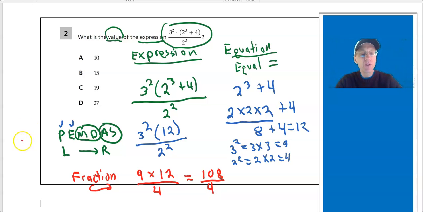So I'll come over here where I have some room. 108 divided by 4. I could go ahead and do that because remember, this is what this literally means. It means I have 4 pieces to make a whole. If that was a pizza, 4 pieces to make a whole. I have 108 slices. How many groups of 4? How many whole pizzas can I make? So you can just go through and work this through.